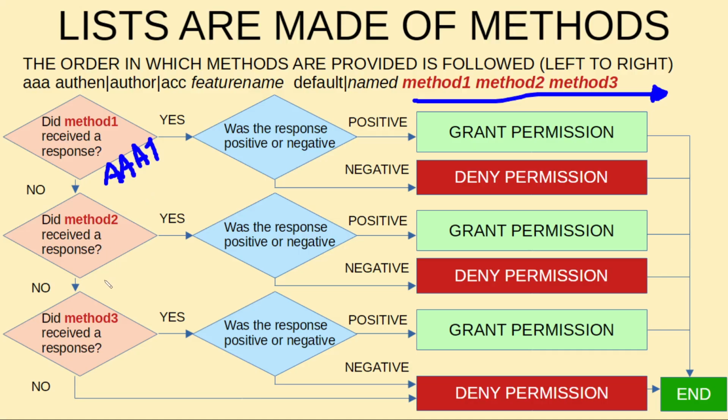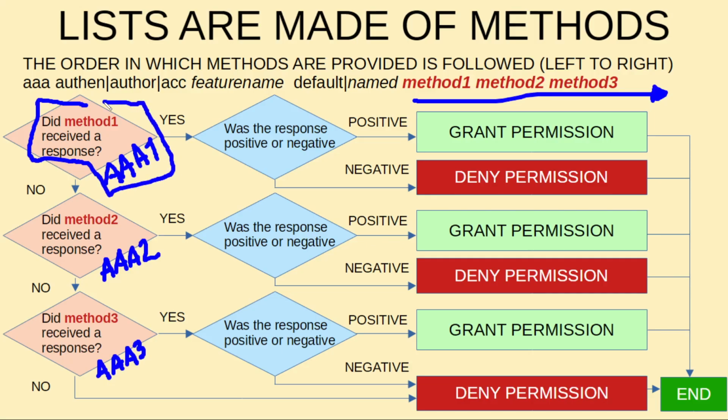consists of asking for permissions for the same feature for the same user for server number 2. And method 3 consists of asking for permissions to a feature to the same user for server number 3. So the process will be the following. We are going to try method number 1. In this case, for this example, we are going to send a request to server number 1, and we are going to wait for a response.